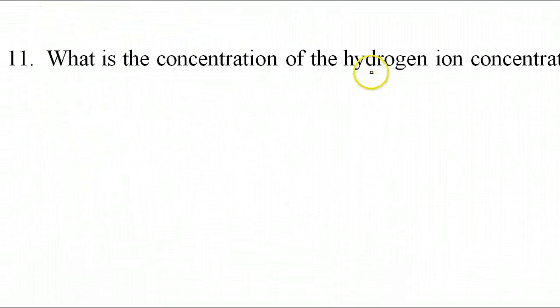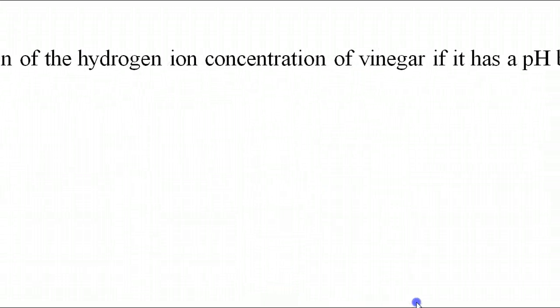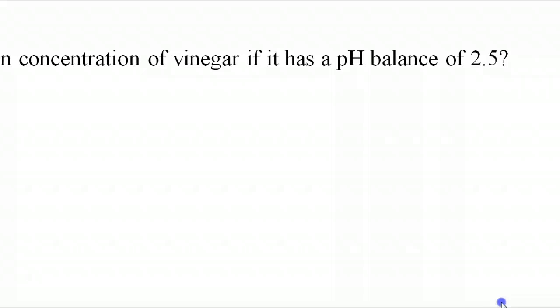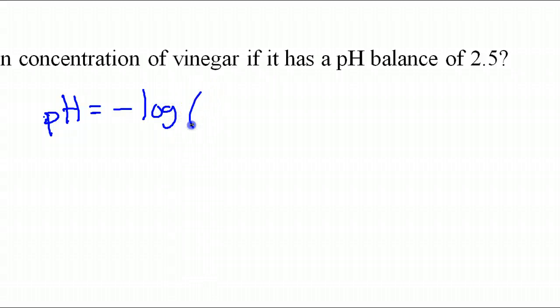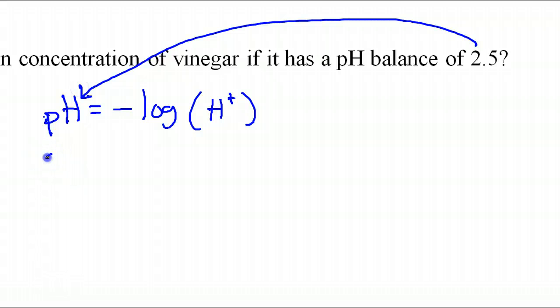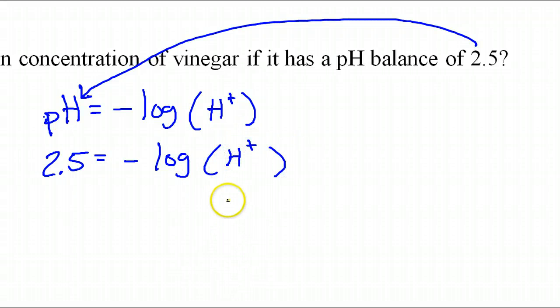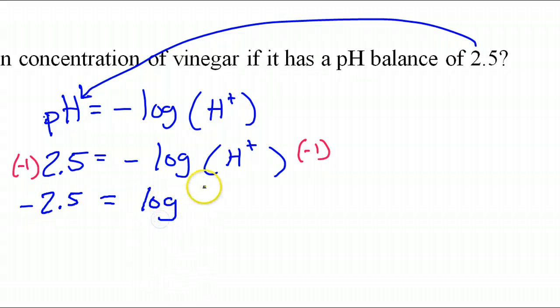Number 11. What's the concentration of the hydrogen ion of vinegar if it has a pH of 2.5? Well, the pH formula is a really simple one. pH is equal to the opposite of the log of the hydrogen ion concentration. So if the pH is 2.5, that goes right there where it says pH. So 2.5 must equal the opposite of the log of the hydrogen ion concentration. We're supposed to be finding this hydrogen ion concentration. So the first thing you need to do is get rid of this minus sign by multiplying both sides by -1 or dividing both sides by -1. It doesn't matter. Bottom line is the signs will change. So -2.5 and then positive log.